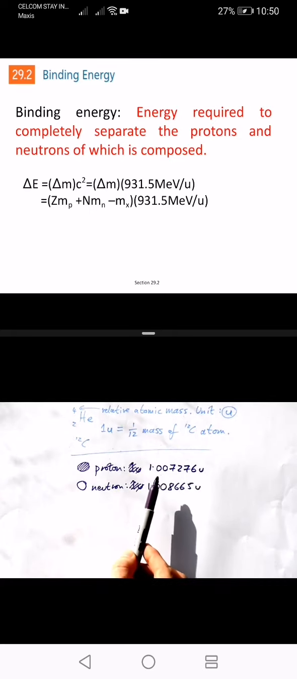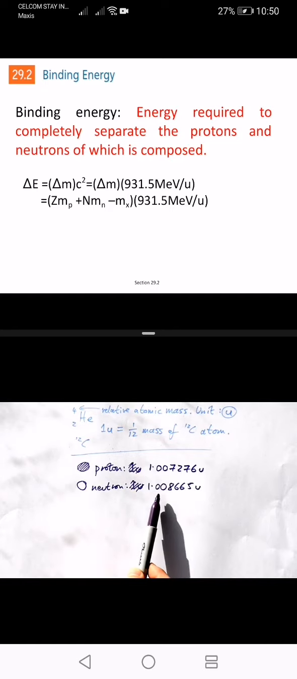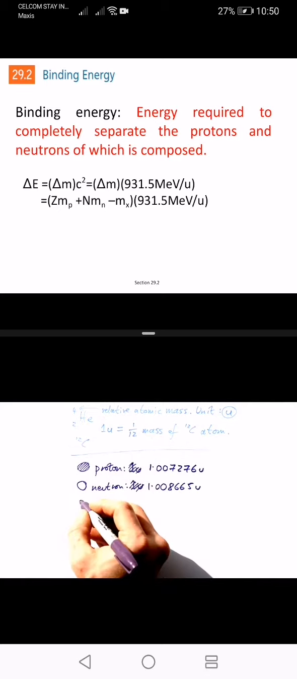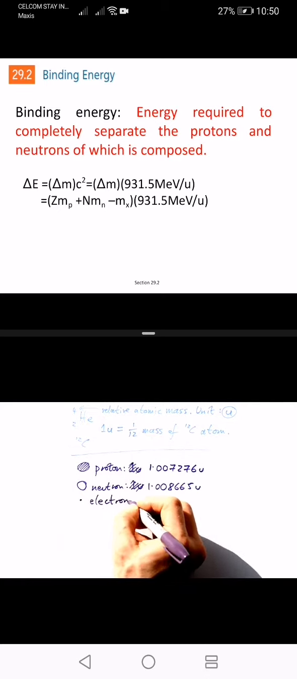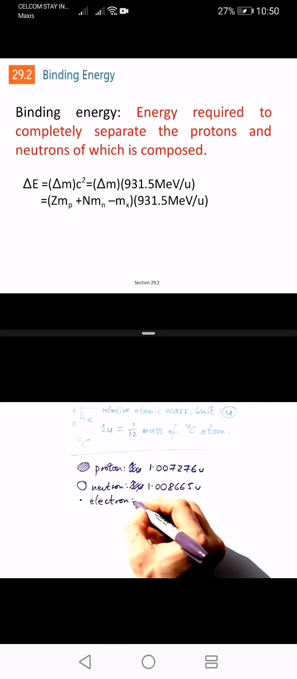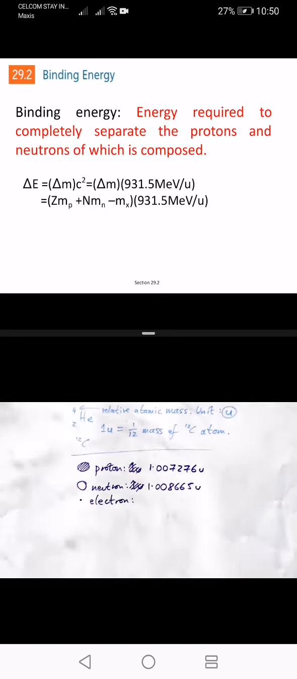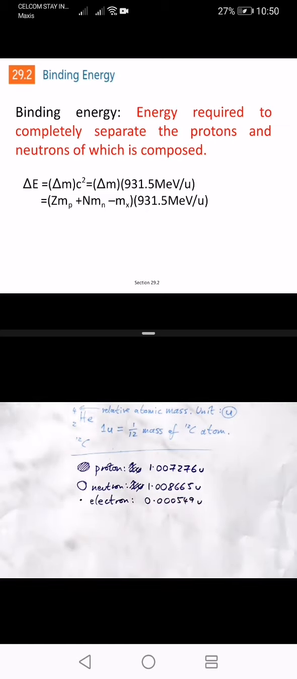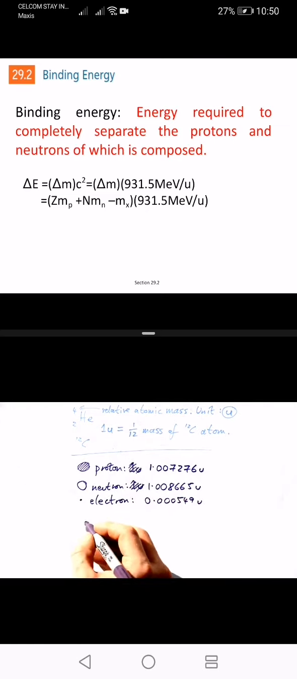Now you might say, well, it's pretty much 1. I mean, to 2 sig figs, it's definitely 1. But this is one of the very few times in physics where we have to go to a very high degree of precision, because the very small difference between these numbers actually makes all the difference. An electron, well, we say it weighs basically nothing compared to a neutron and a proton, but if we're talking about such a high degree of precision, then we need to take it into account as well. It is 0.000549 U.